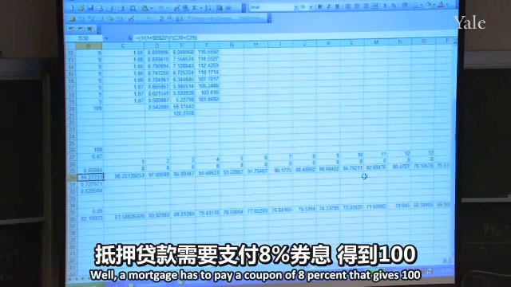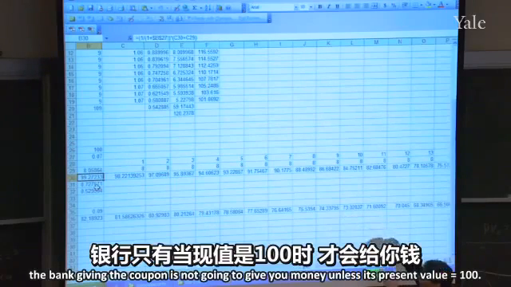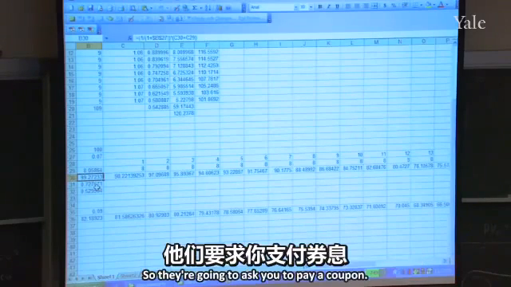Well, a mortgage has to pay a coupon of 8% that gives 100, because if there were no uncertainty and there are no prepayments or anything, the bank giving the loan is not going to give you money unless its present value is equal to 100. So they're going to ask you to pay a coupon.